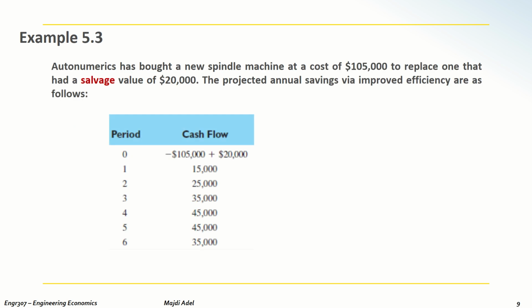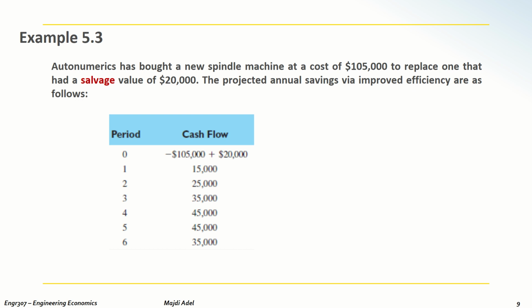If the cash flow is not a uniform cash flow, we construct the cumulative cash flow diagram. Autonumerics has bought a new spindle machine that costs $105,000, to replace an existing machine. The existing machine has a salvage value of $20,000. What do we mean by salvage value? They are going to sell it as salvage, or as a used machine, and it will give them $20,000.